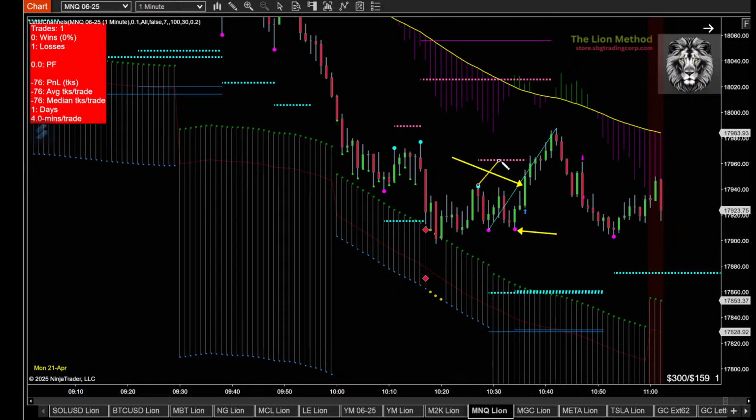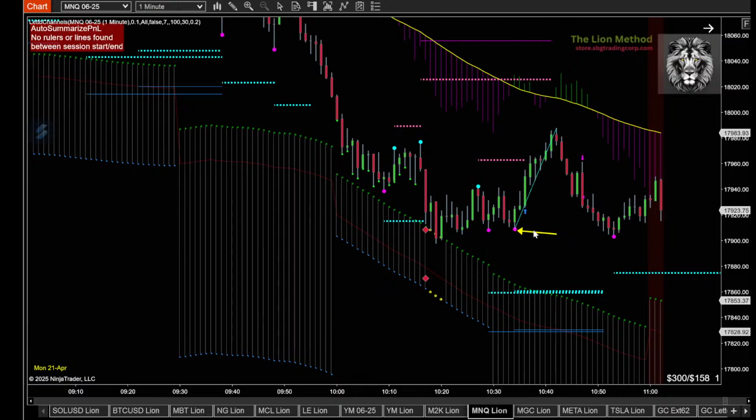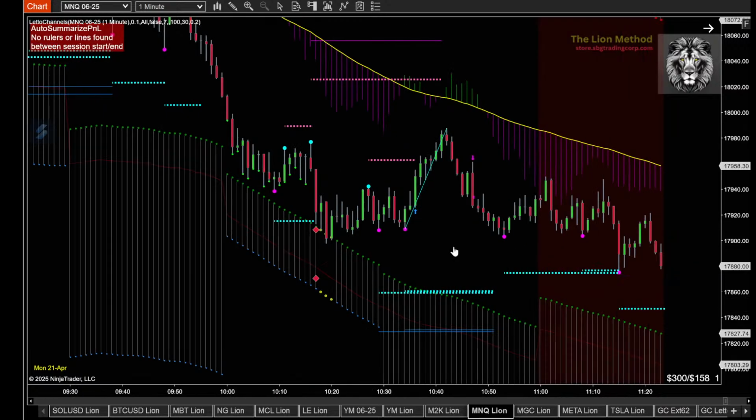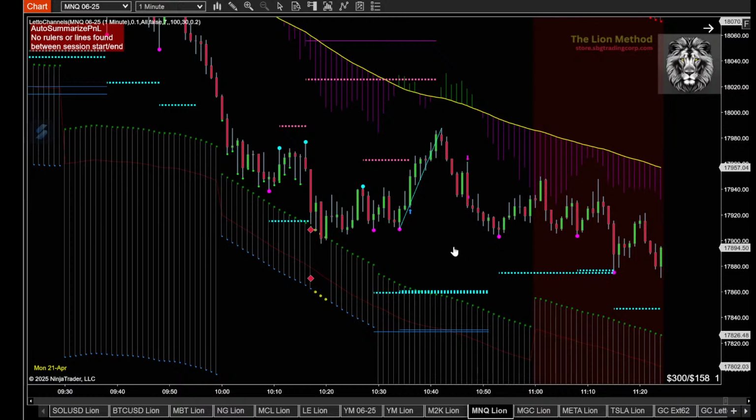And in the micro NASDAQ, that was good for $39.50, $395 if you're trading a full-size NASDAQ contract. So that was a good winner. So that was a good day yesterday. I wasn't trading though. I wasn't around.